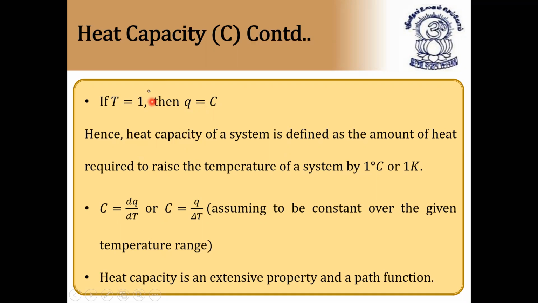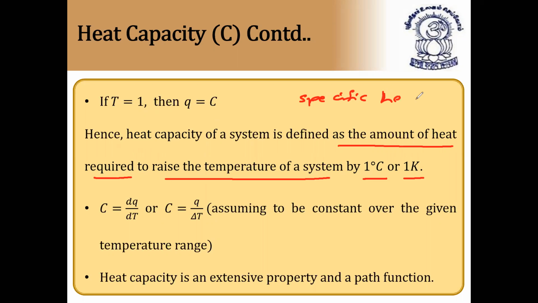Hence, heat capacity of a system is defined as the amount of heat required to raise the temperature of a system by 1 degree C or 1 Kelvin, just like specific heat. So what is specific heat? The amount of heat required to raise the temperature of the system by 1 degree C or 1 Kelvin is called heat capacity, where C is equal to dQ by dT, or C is equal to Q by delta T, assuming Q to be constant over the given temperature range.